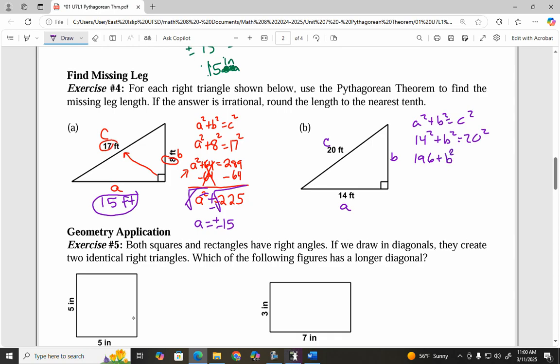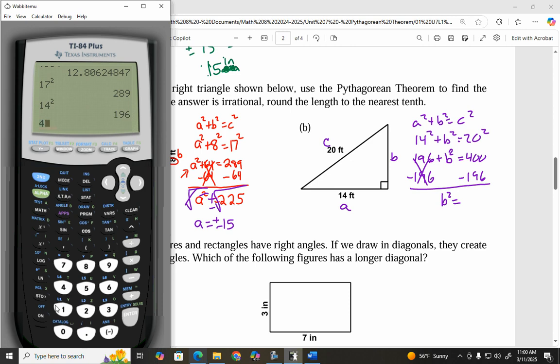Be careful with these B's. Sometimes they look like 6's. And then 20 squared is 400. Again, I have to get B squared by itself. So let's subtract 196 from both sides. So B squared equals whatever 400 minus 196 is.